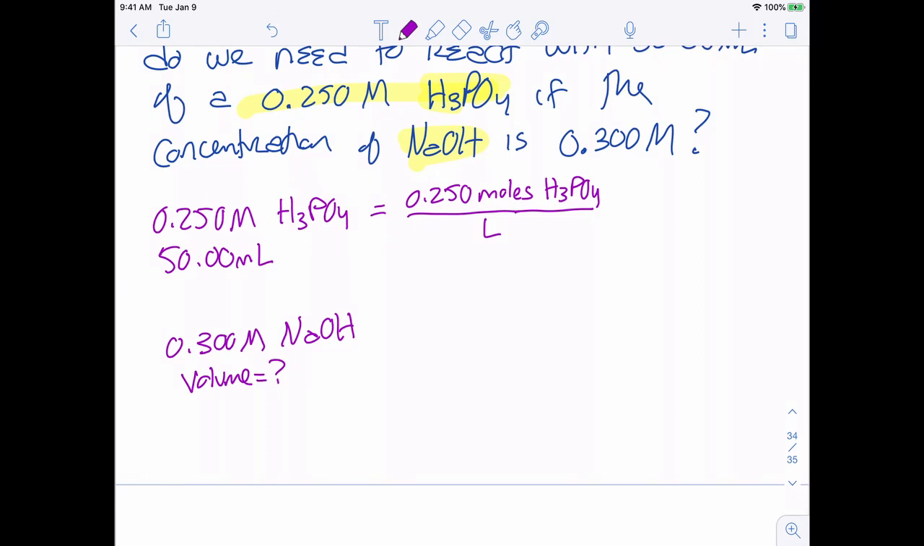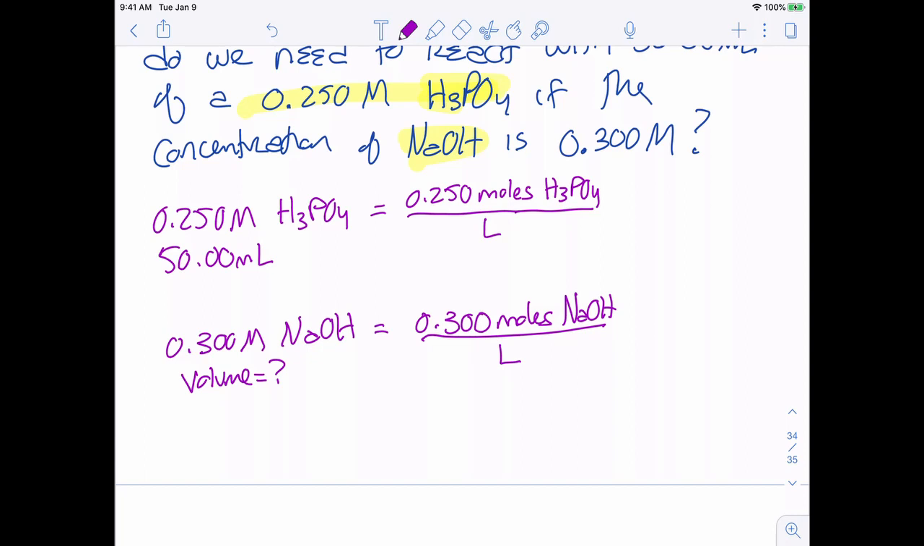The same thing with my sodium hydroxide solution. I'm going to write it out. 0.300 moles of sodium hydroxide for every 1 liter. Put the 1 there, don't put the 1 there, that doesn't matter. What matters is that I'm going to write it out. That way when I do my dimensional analysis, I actually have the units, so I know whether I need to have them on the top or the bottom for them to cancel.